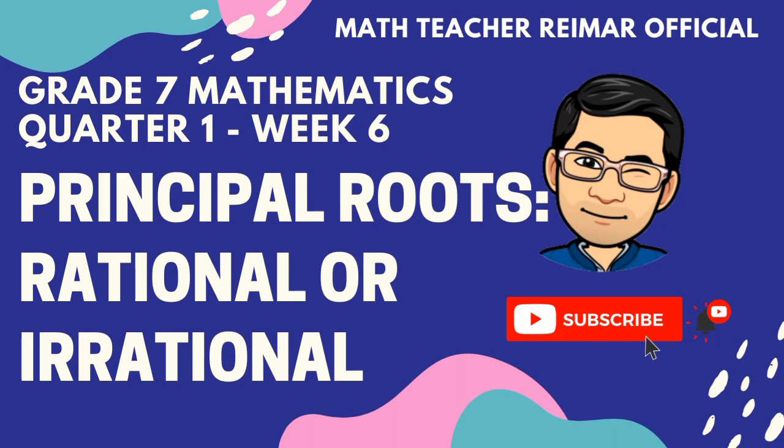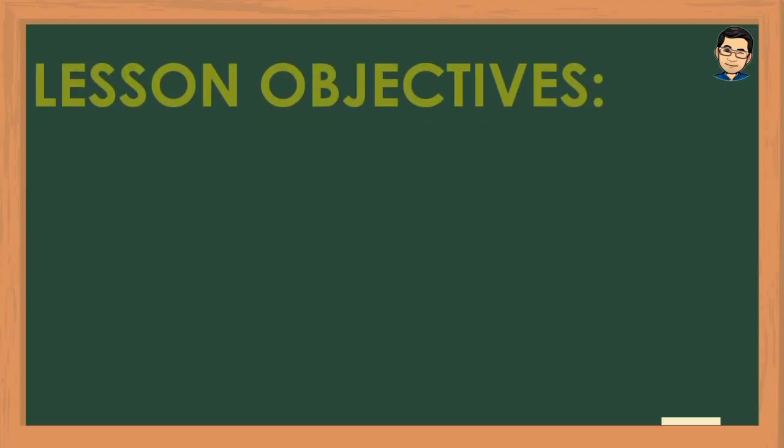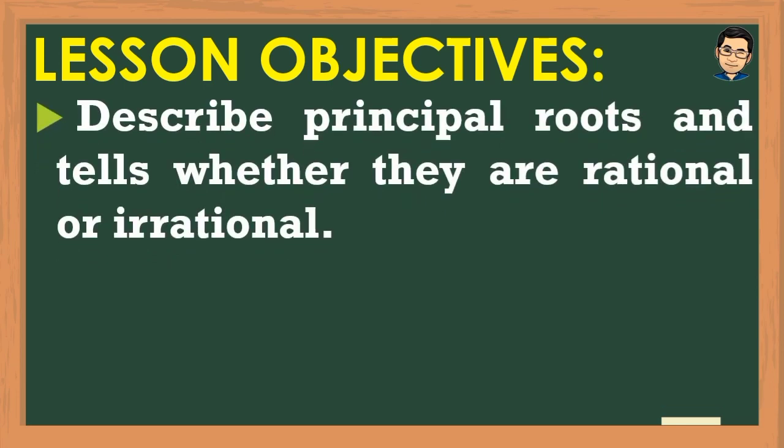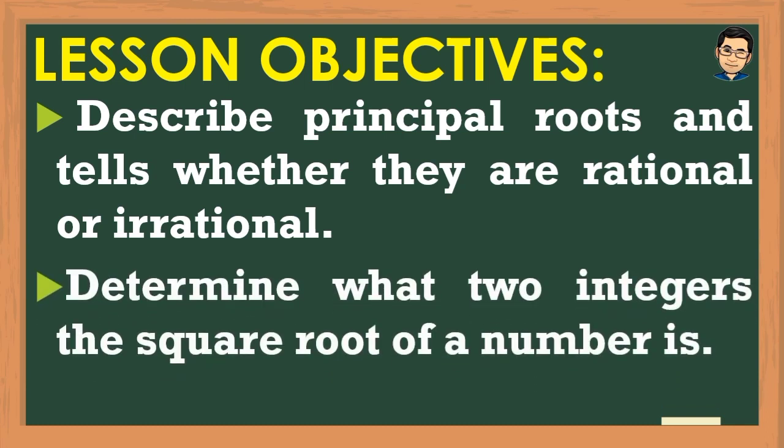For this particular week, for grade 7 mathematics quarter 1, we will be talking about principal roots. Are these principal roots considered rational or irrational? Let's find out. For our lesson objectives, first, we will describe principal roots and tell whether they are rational or irrational. And of course, we will determine between what two integers the square root of a number lies.